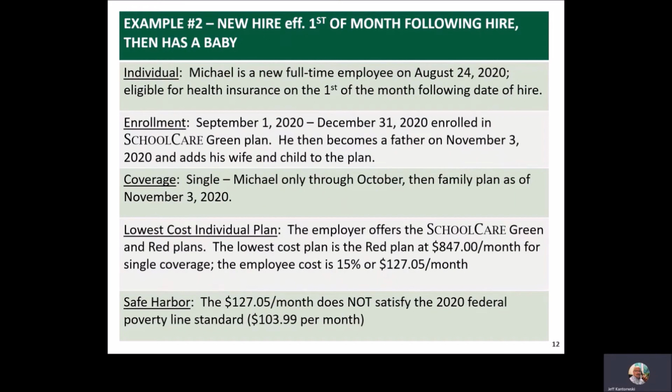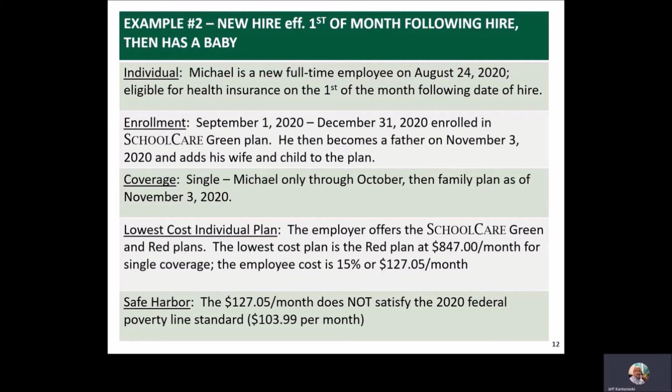For example 2, we'll look at a new hire. Michael is a new full-time employee on August 24, 2020, and he's eligible for coverage on the first of the month following his date of hire. He's offered and enrolls in coverage as of September 1st, 2020 in the School Care green plan and remains enrolled in that plan through December 31st. He takes single coverage only.